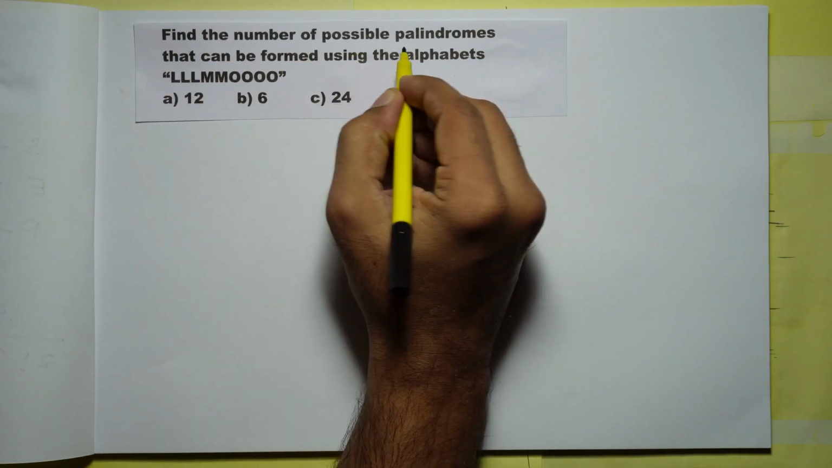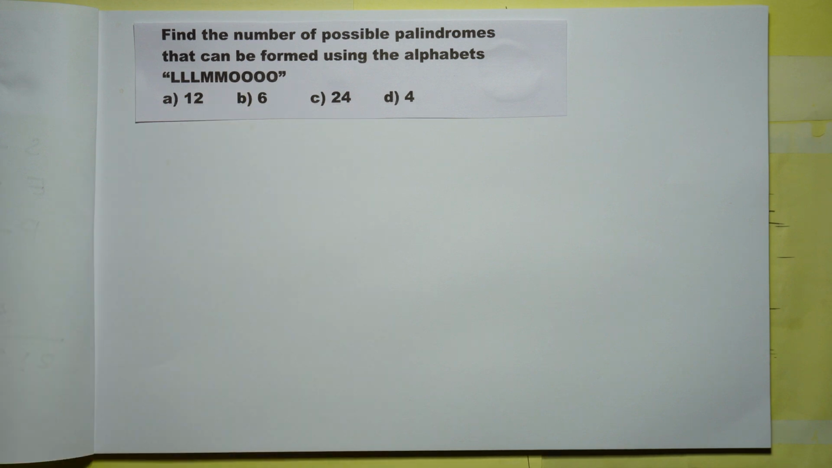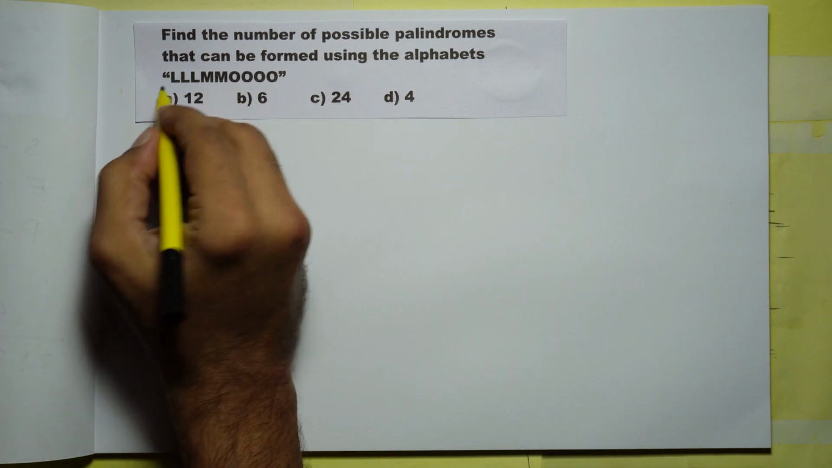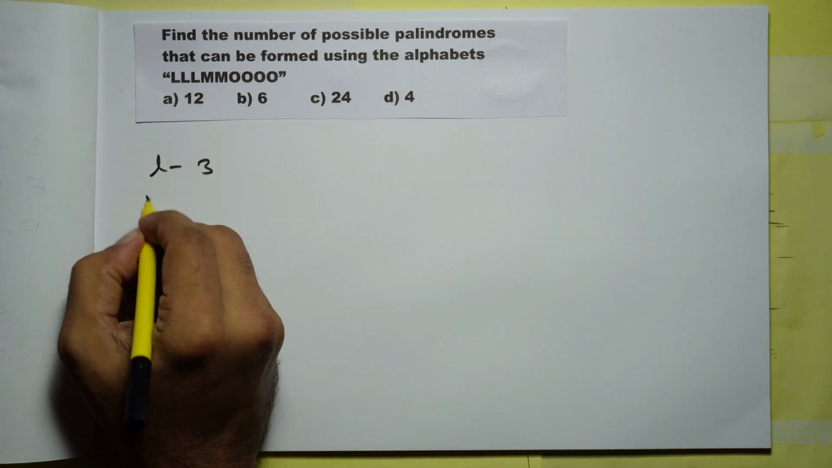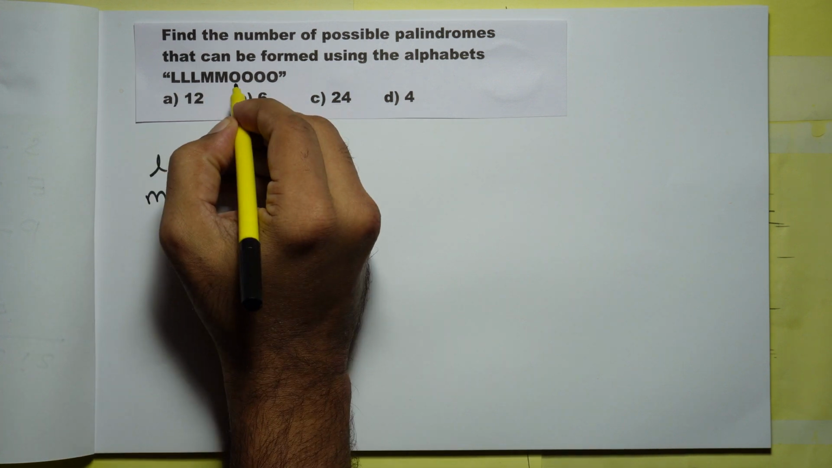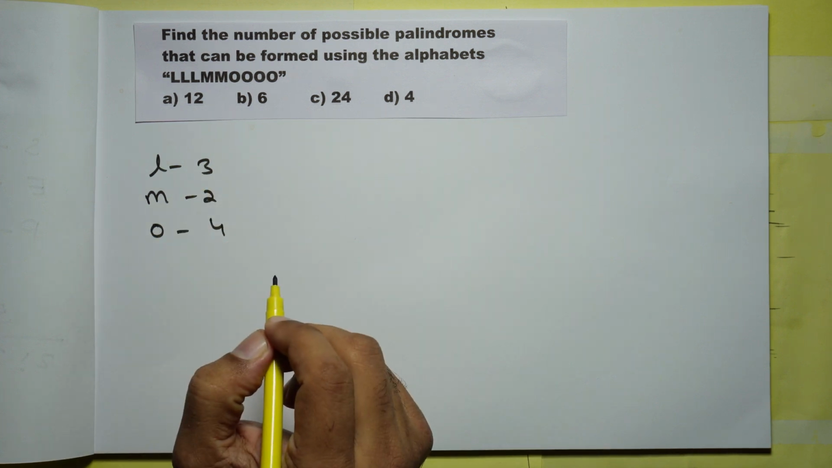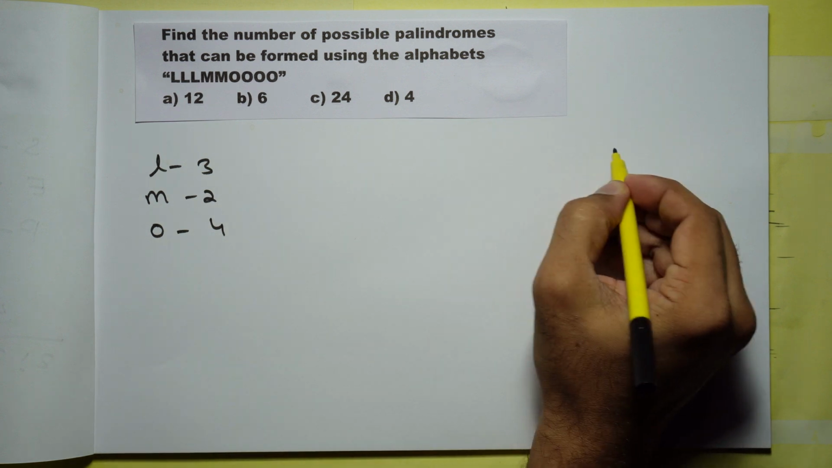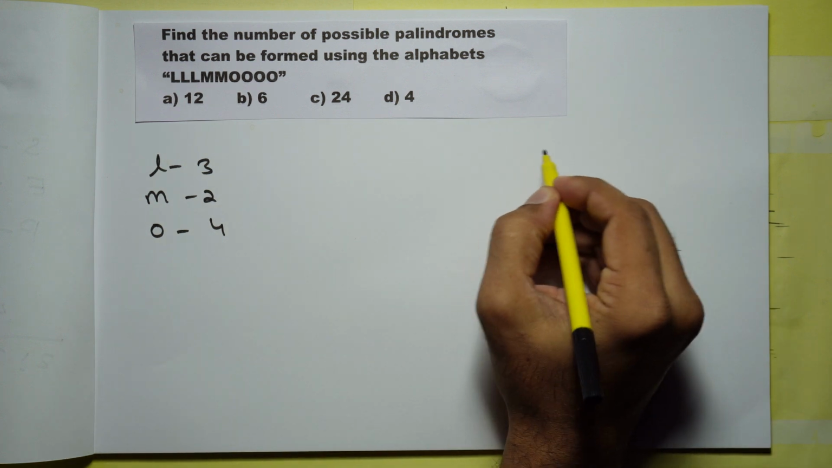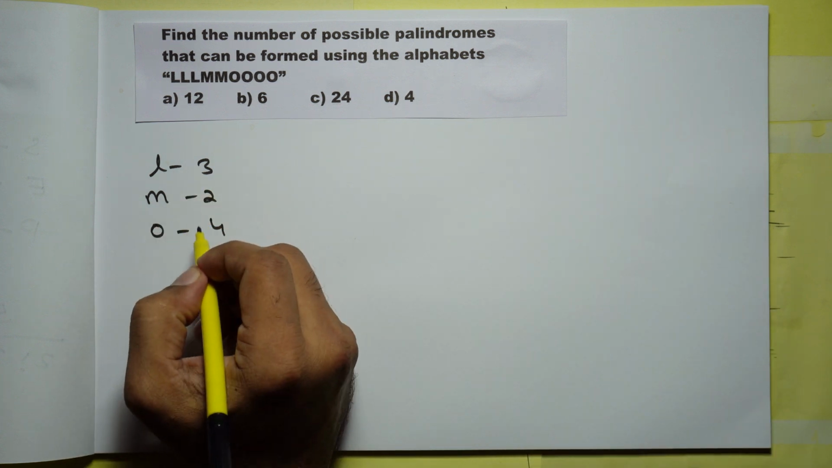Find the number of possible palindromes that can be formed using these alphabets. So if you look at these alphabets, L, there are 3 of them, 2 M's are there, and 4 O's are there. Altogether, how many palindromes can be formed? A palindrome is a word, whether you read from the left or from the right, the spelling will be the same. Now, how many such palindromes are possible?